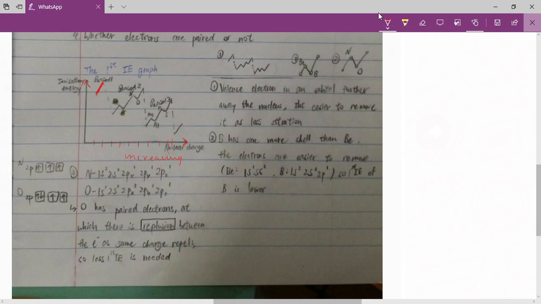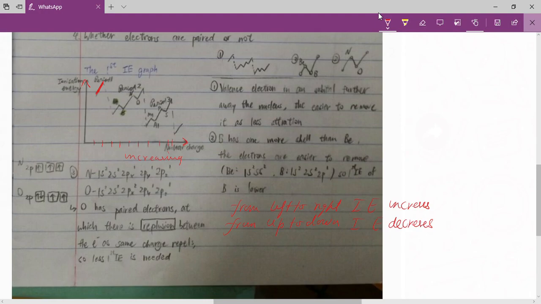Not left to right. I am explaining here from left to right, beta. I'm writing here: from left to right, ionization energy increases. And from up to down, ionization energy decreases.